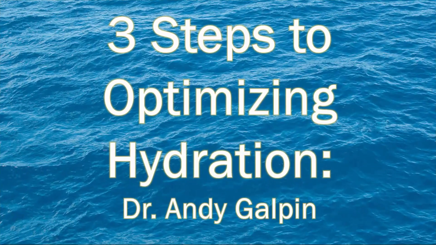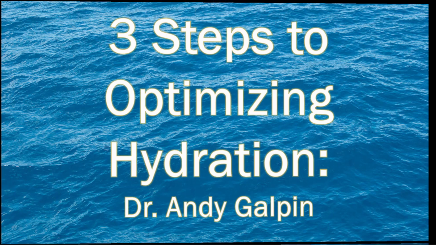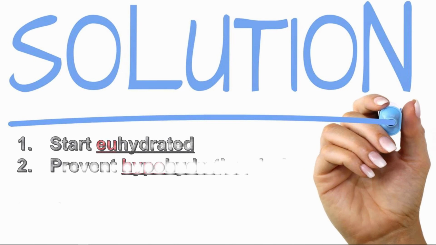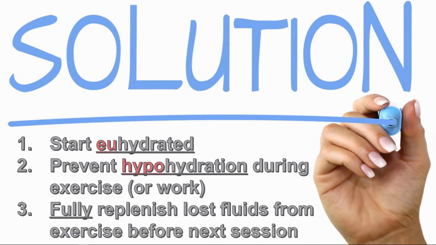All right, so I'm titling this talk the 3 steps to optimizing hydration. So I'll break this thing down to you in 3 steps. Okay, so our solution is really a function of, first and foremost, making sure you start in a euhydrated state, and I'll talk about what that is. Then you have to prevent what we call hypohydration as a result of either exercise or work. And then step 3 is fully replenish the fluids you lost during that exercise or work session. Okay, so let's go from the beginning, 1, 2, and 3, and I'll show you exactly what they mean, how to do it, and what numbers you want to hit.